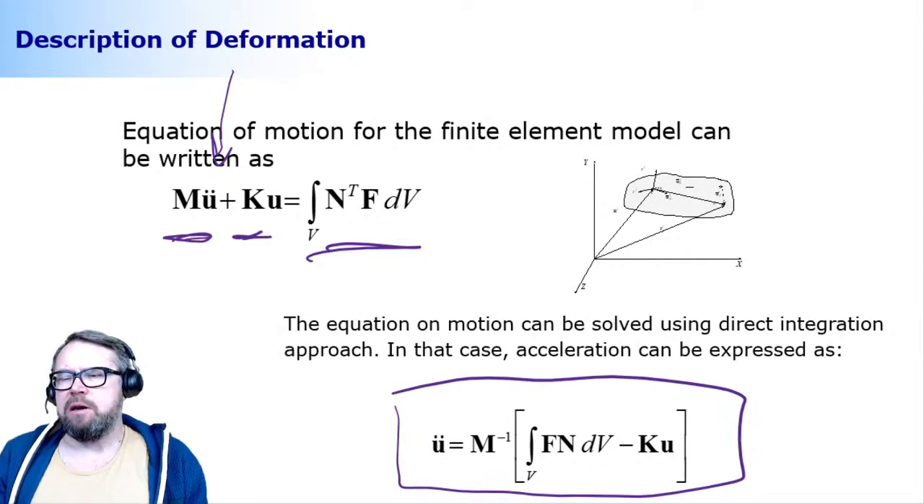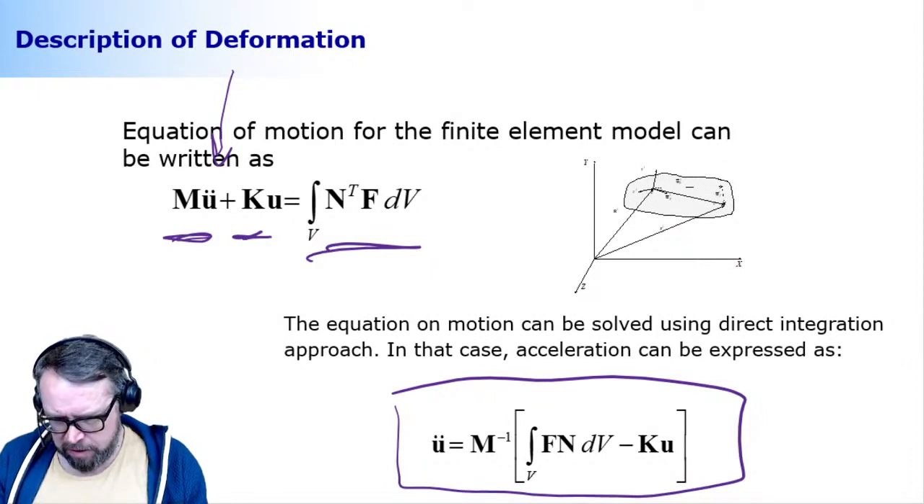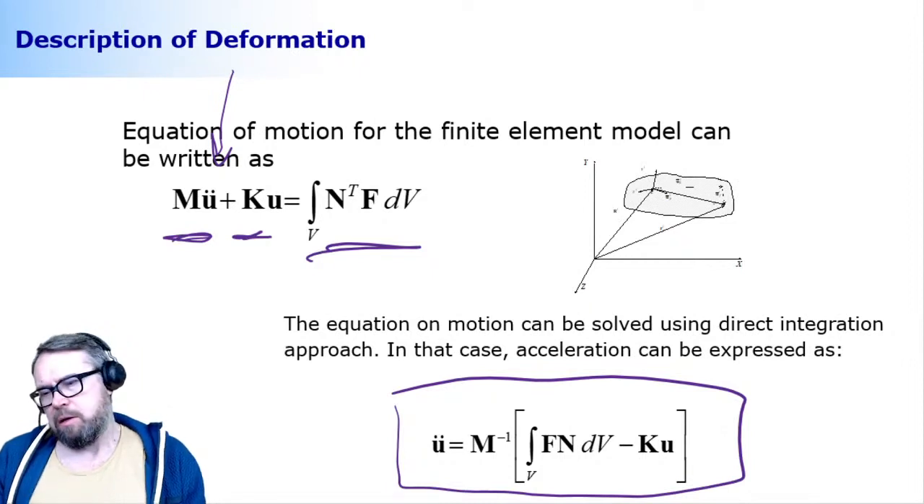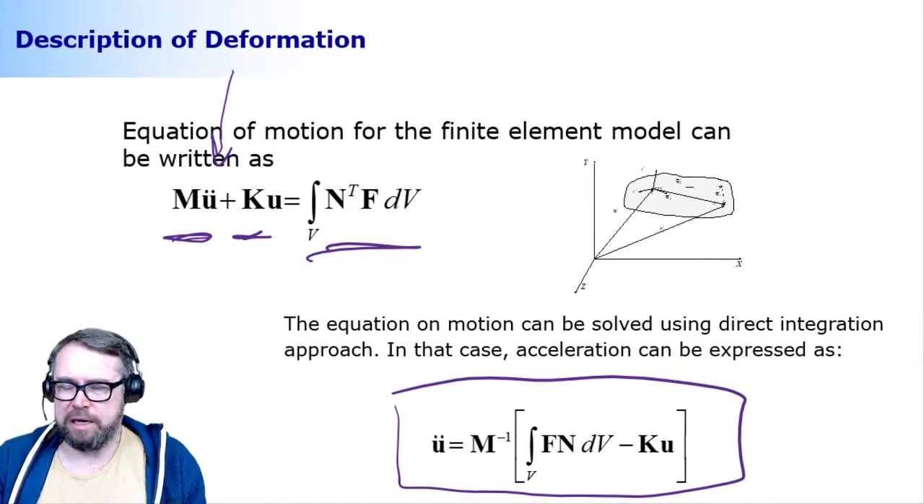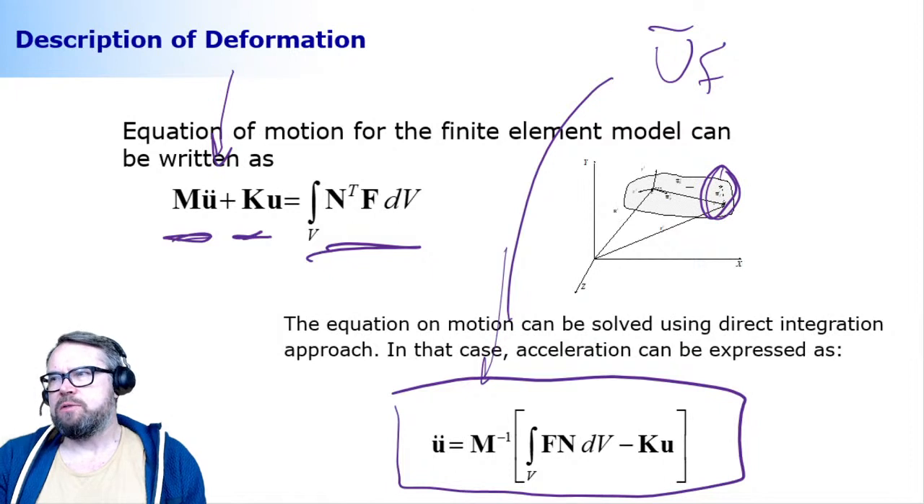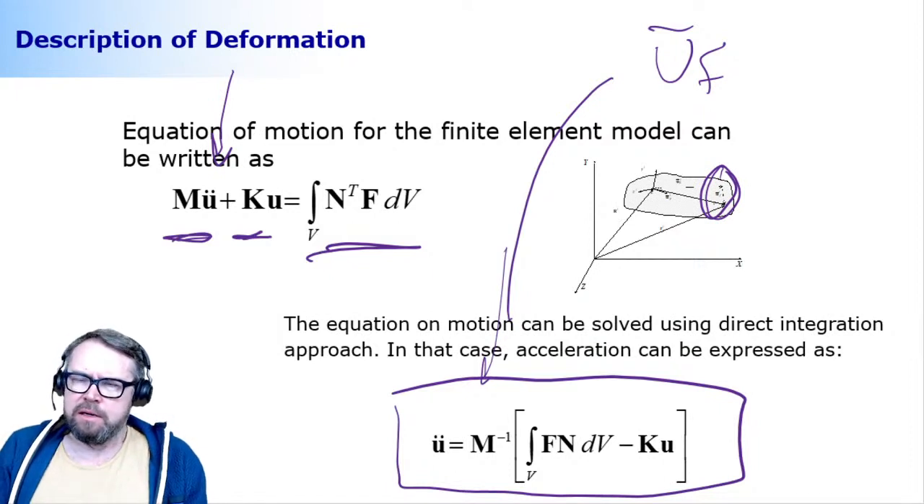And then by using an iterative process, I can integrate velocity, and then I can also integrate the position, which is a displacement, using this equation. And what we're going to get eventually is this vector u bar f, the one that is needed to describe this deformation as a function of time. This is not going to fly. This is not going to work out.